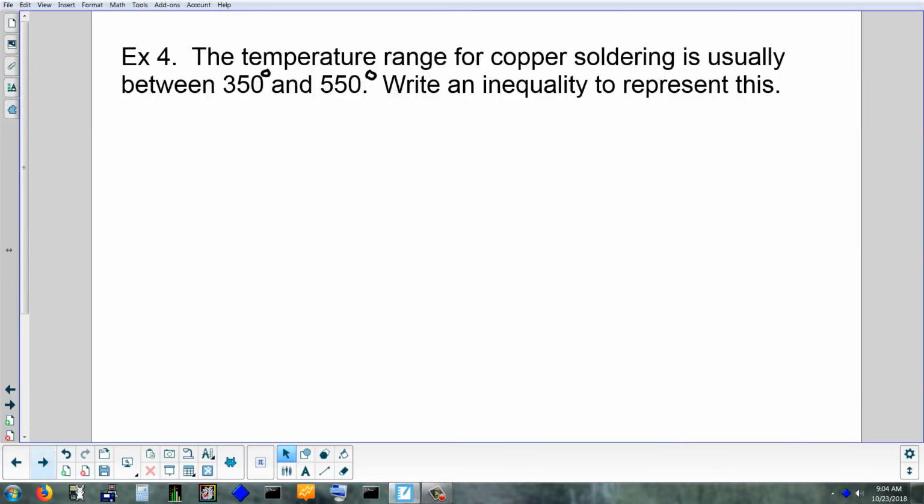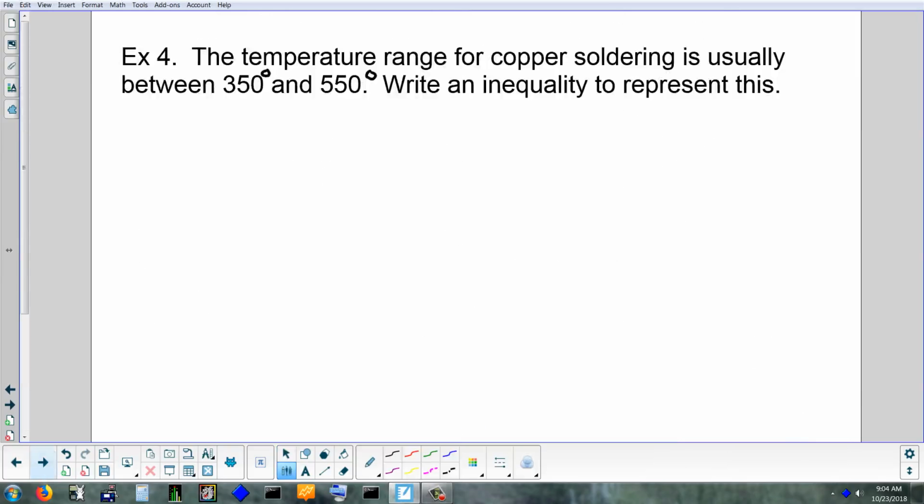So example 4, this is a word problem. And it says the temperature range for copper soldering is usually between 350 and 550 degrees. Write an inequality to represent this. So I'm pretty sure that's what it is. Again, 350 to 550, I'm kind of estimating a little bit.